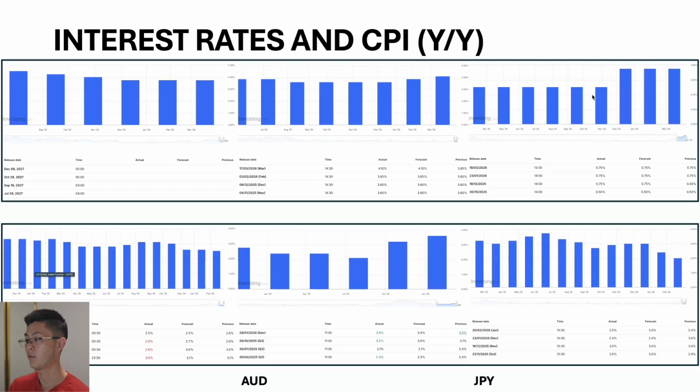Yen, we have CPI coming down. We have rates going up. With the yen, it's a bit of a different situation. They had years of low inflation, so they're really trying to steady things.